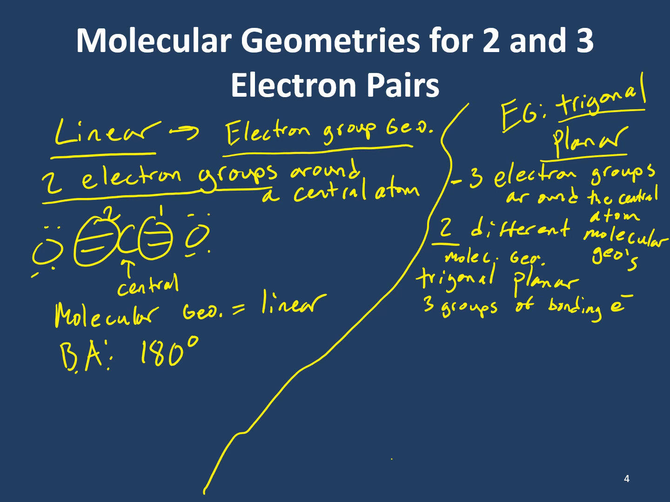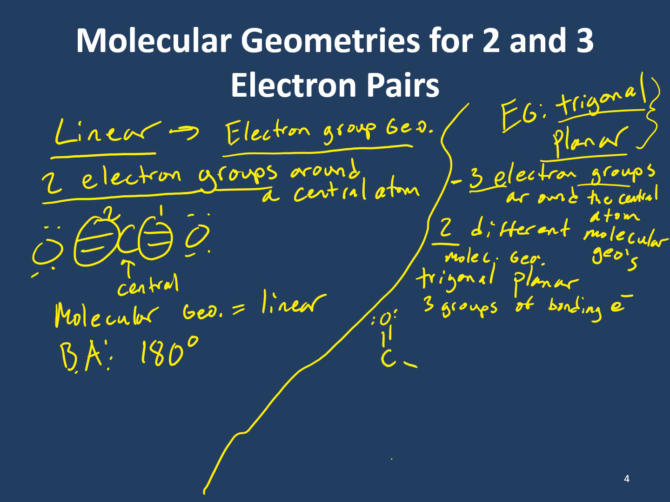So notice, trigonal planar electron group geometry just says we have 3 electron groups. It doesn't specify what type of group that electron group is. When we have a molecular geometry of trigonal planar, that means we have both. We have electron group geometry trigonal planar and a molecular geometry of trigonal planar. That means, yes, we have 3 groups of electrons around the central atom, but all 3 of those groups are bonds.